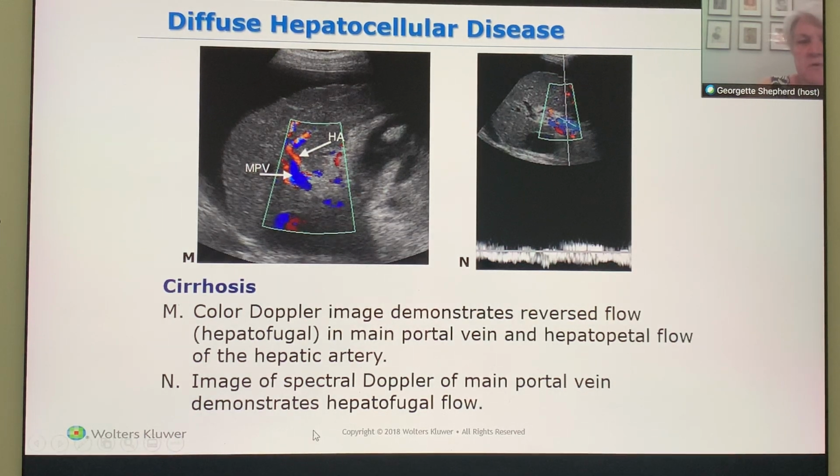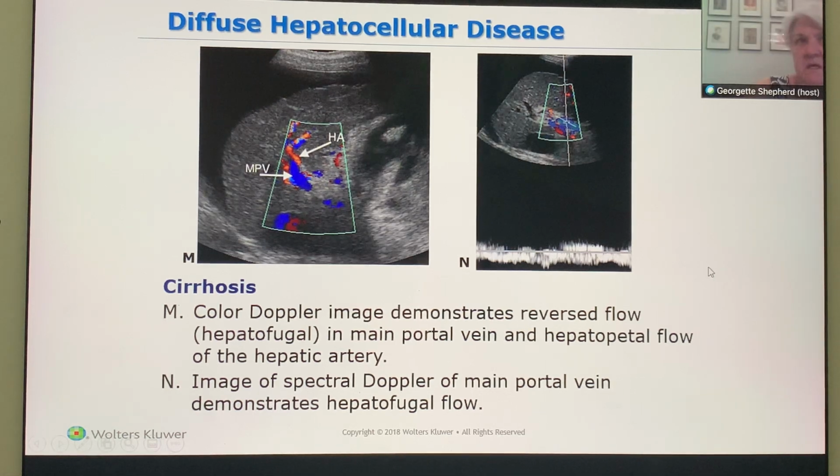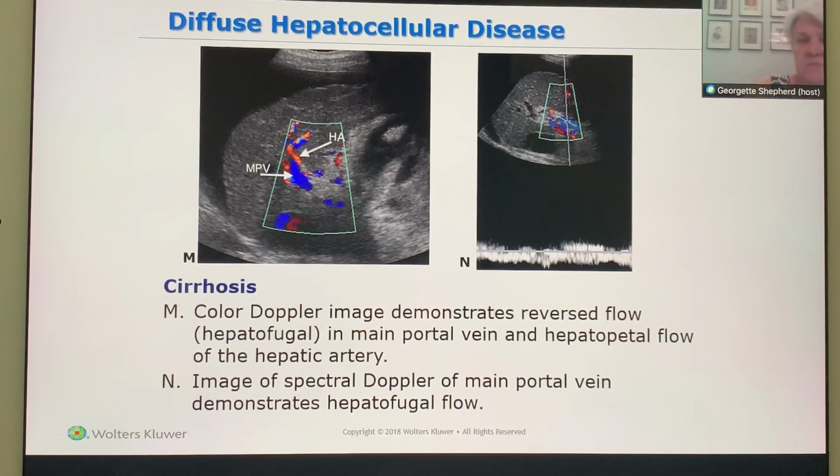And you can see here that the main portal vein is hepatofugal. When we do these Doppler signals, we have to make sure that everything is right, that we're not flipping the pulse wave, and we're not flipping the color.